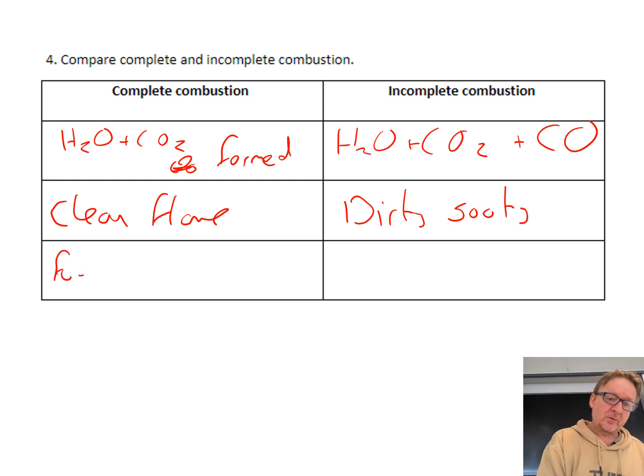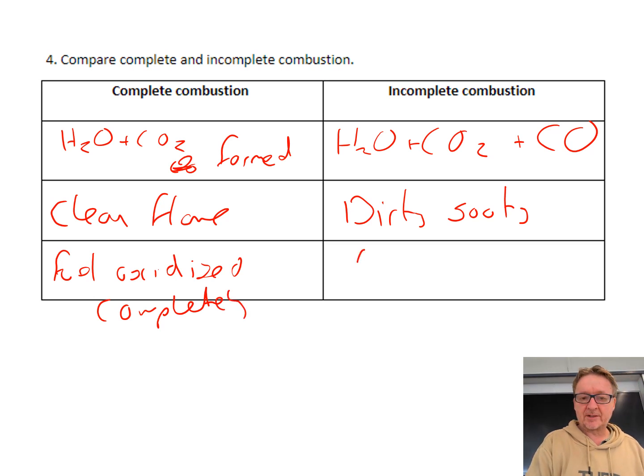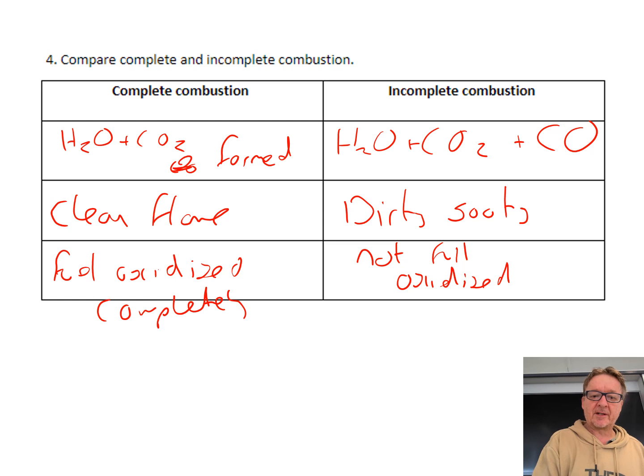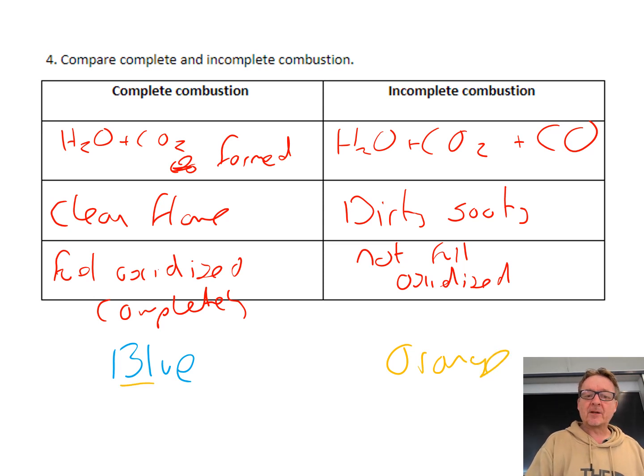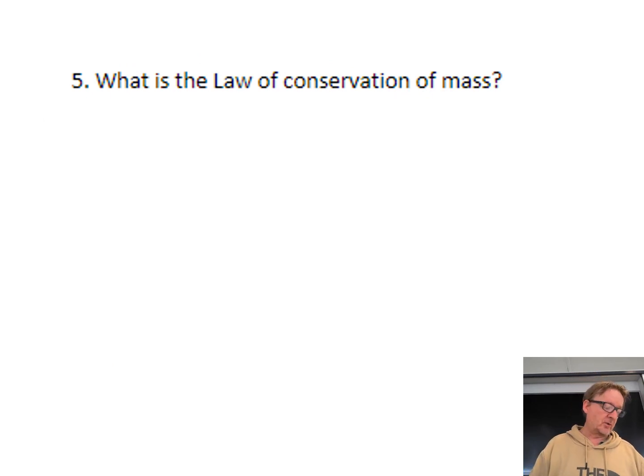In complete combustion, the fuel is oxidized completely. In incomplete combustion, it is not fully oxidized. The best example of that is the Bunsen flame. With the blue flame, water and carbon dioxide are formed, the flame is nice and clean and it's fully oxidized. With the orange flame, you're getting carbon monoxide made, it's dirty, it's sooty, and it's not fully oxidized.